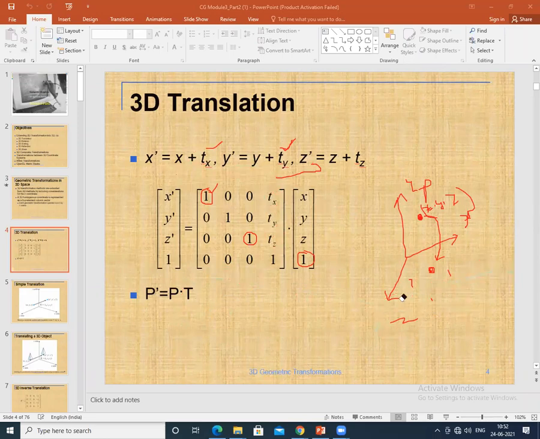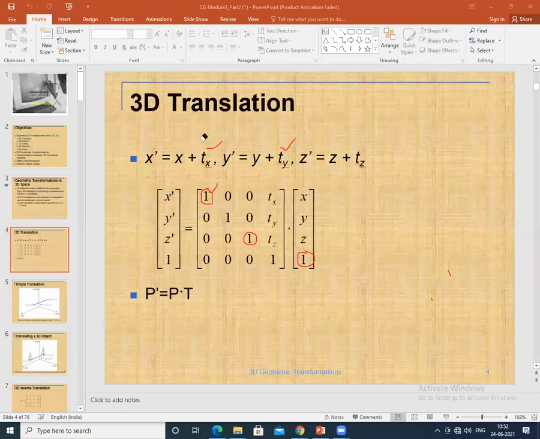Given a point P, when it is translated by translation factors, that is translation along the x-axis, along the y-axis, and along the z-axis, tx, ty, tz, this can be represented in the 4x4 matrix as such. The new point developed is P dash. I hope you are able to understand the concept.